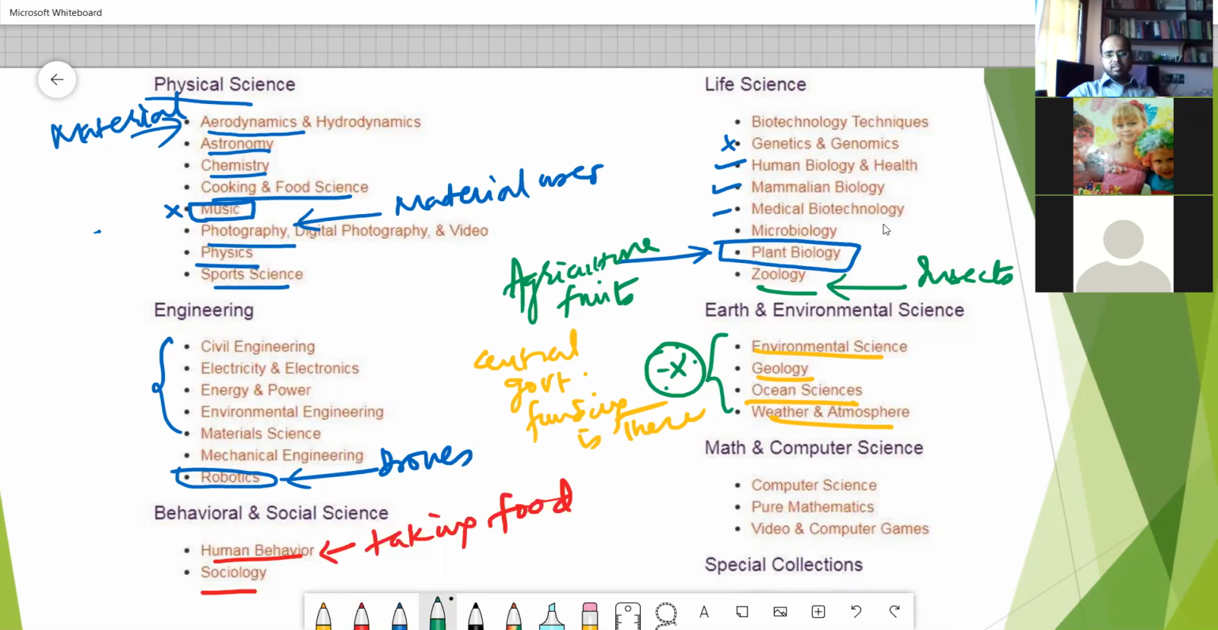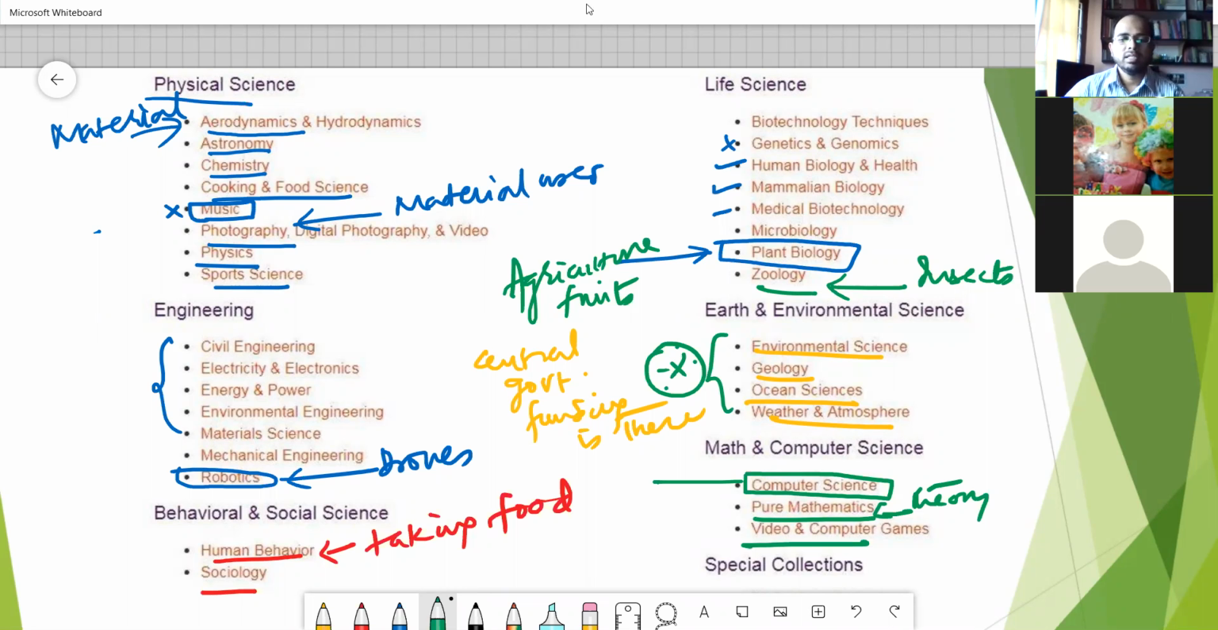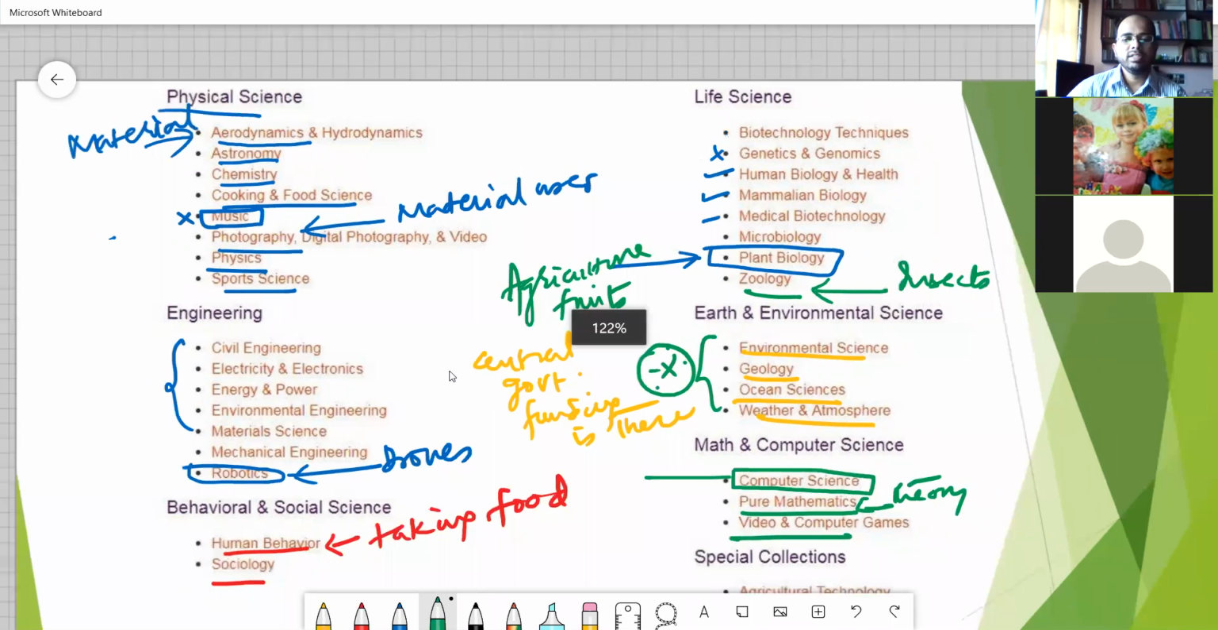Then you have computer science. All computational physics, computational chemistry, and those things. Pure mathematics, theory. And you can take up certain equations, and if you change the equations and the parameters, you can give that result. And video and computer games are also there. Okay. So these are so many fields that are there.